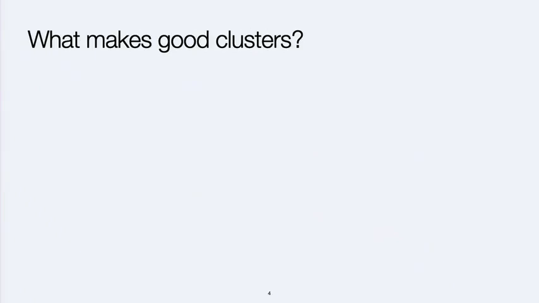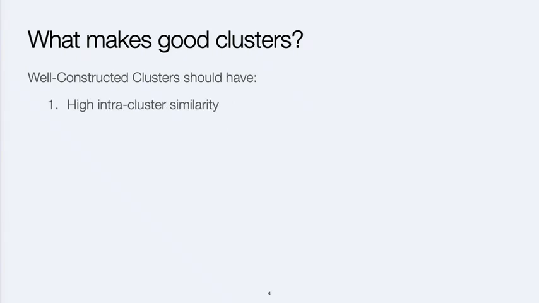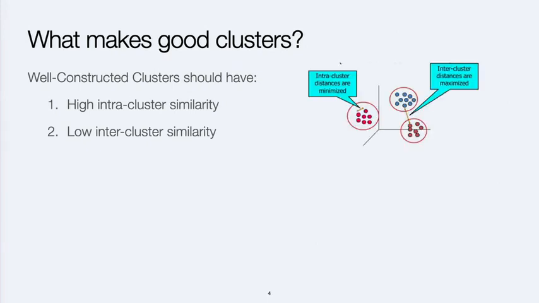And then the main question that we want to answer today about clustering is what makes a good cluster. I would like to think that there are two really important features of a good clustering algorithm. We want high intra-cluster similarity. That means that all the points that are inside of one cluster are very similar to each other. And then we also want low inter-cluster similarity, which means that all of the points that are in different clusters are not similar to each other. So here's a diagram that maybe shows this pretty well. We want to maximize intercluster distances and minimize intracluster distances.